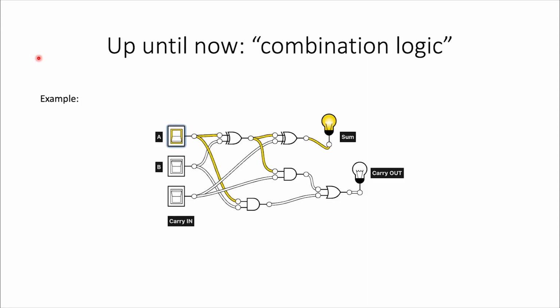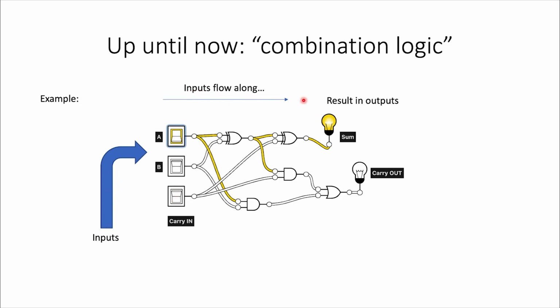So here's an example. This is a 1-bit adder, as we saw last week, and in particular this adder has a carry bit. So this is a full adder as opposed to a half adder which would omit this carry bit. Conceptually, think about how this works. You put in inputs, which in this schematic diagram are given by these switches which can be turned on and off. The inputs flow along the circuit and then they result in outputs. So conceptually what's going on is you give it some information, it does something with the information, and then it tells you the result.